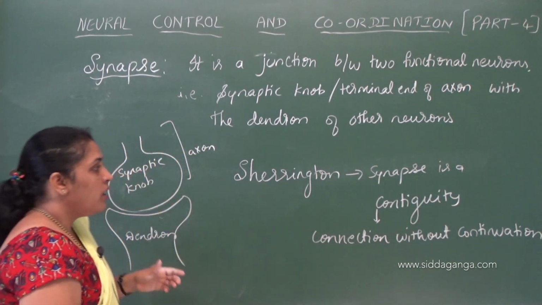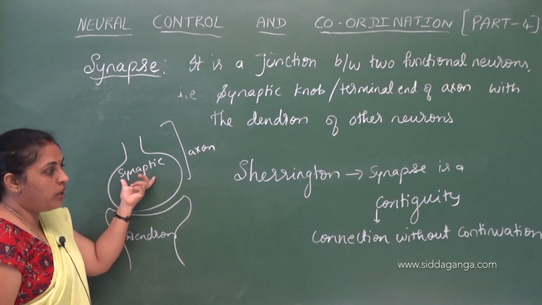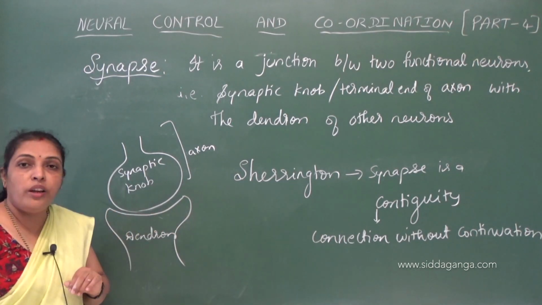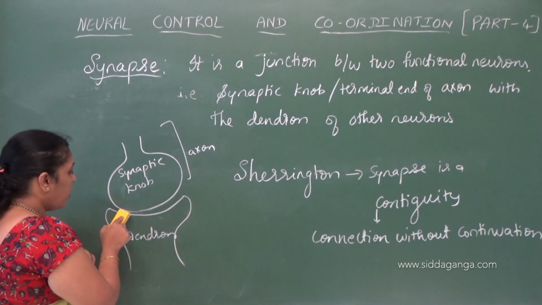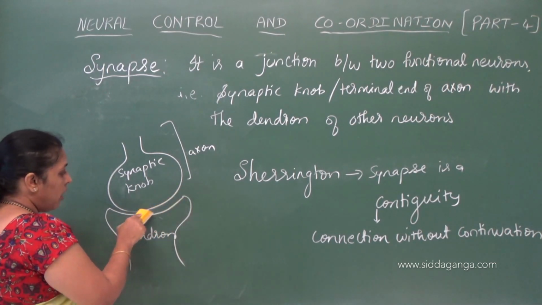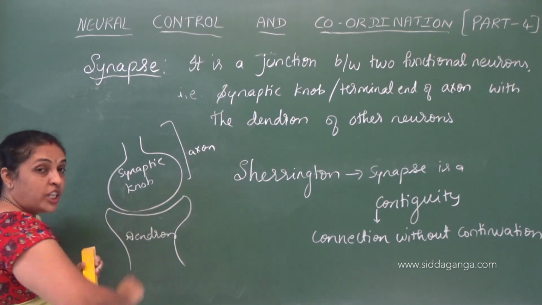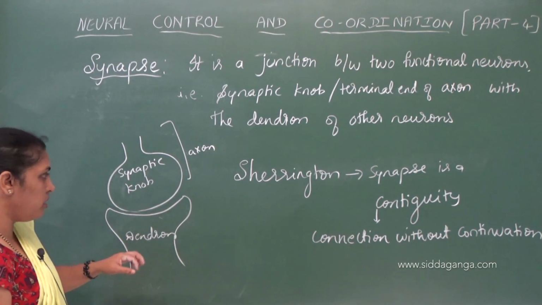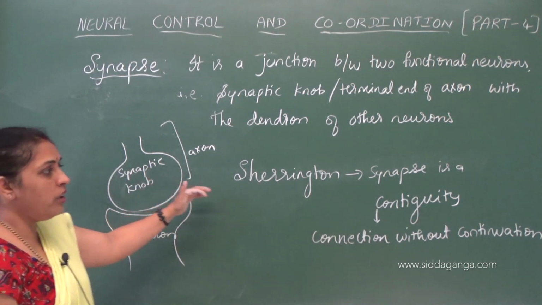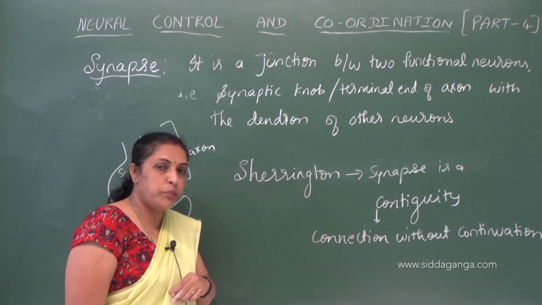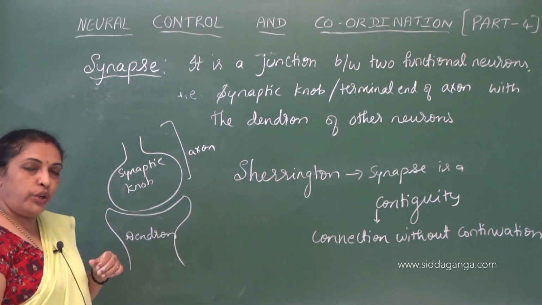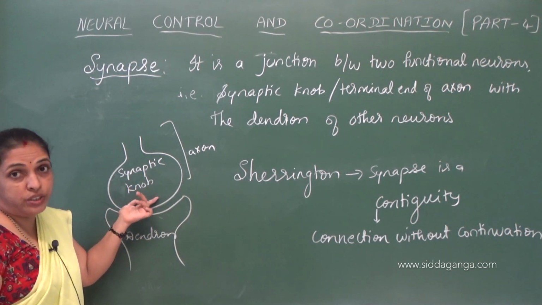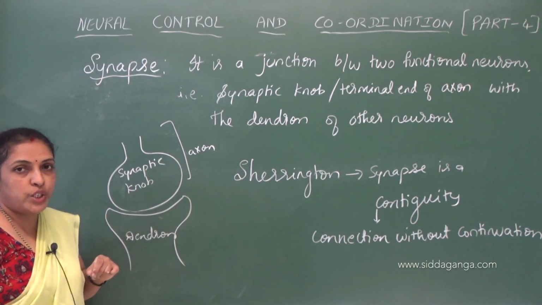What does Sherrington say? Synapse is a contiguity. That means there is a connection between two neurons without any continuation. Look, here there is a gap, there is no continuation, yet we see connections with a chemical substance called neurotransmitters. So Sherrington told synapse is a contiguity, that means connection without continuation. Anatomical connection is absent whereas physiological connection is present.